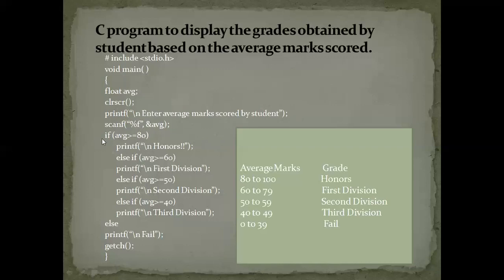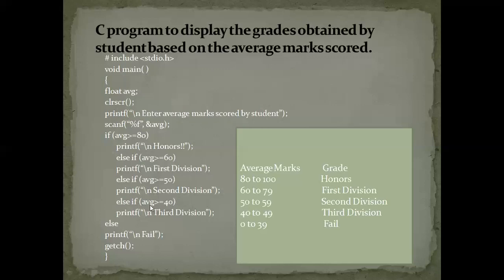If average marks is greater than or equal to 80, I am supposed to display the honors message, because for 80 to 100 the grade is honors. That is why I need to display the message honors. Else if average greater than or equal to 60, then first division. Else if average greater than or equal to 50, second division.